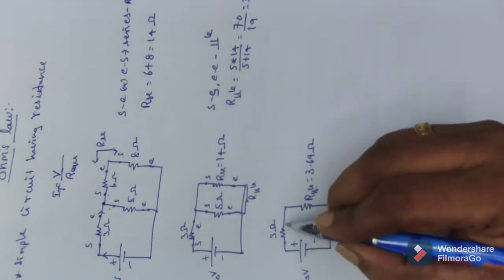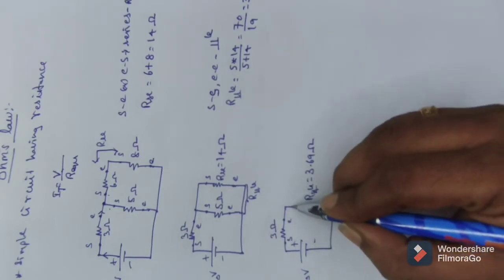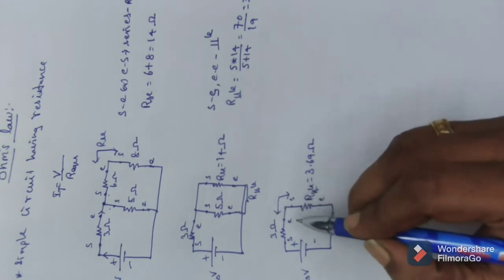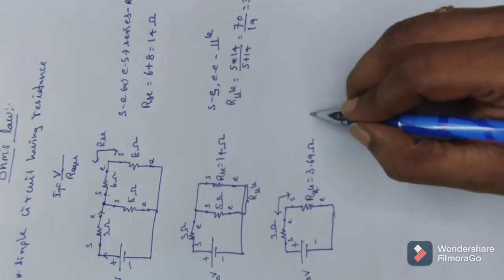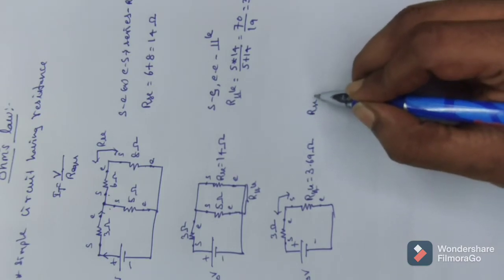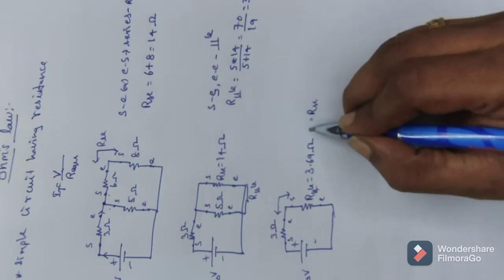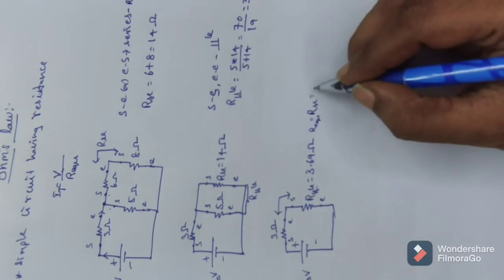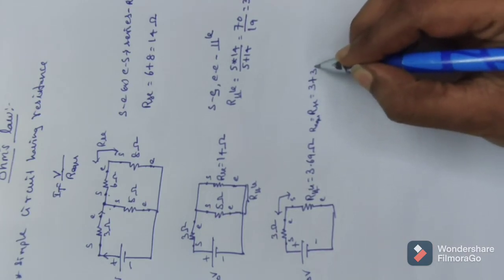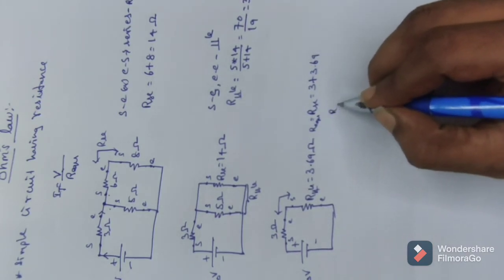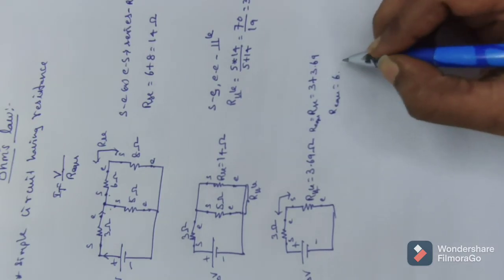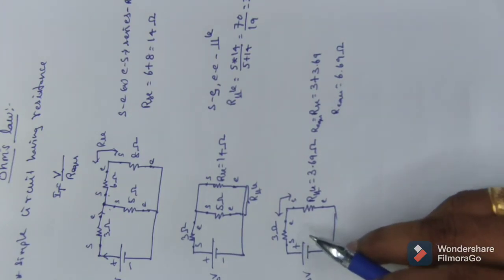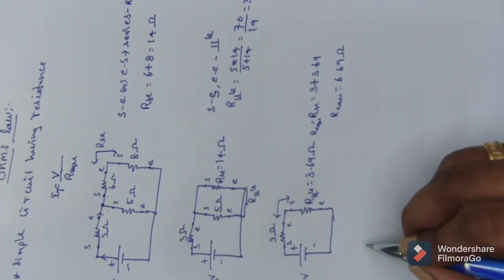Now once again applying the starting and ending terminal concepts here, we check that these two are series connected, and this is the last series connection. So this answer is called the R equivalent. When it is series, we need to add those two. So 3 plus 3.69 gives you an R equivalent of 6.69 ohm.